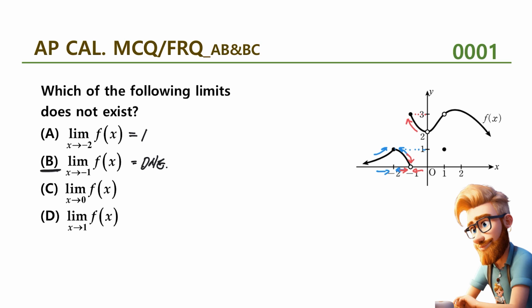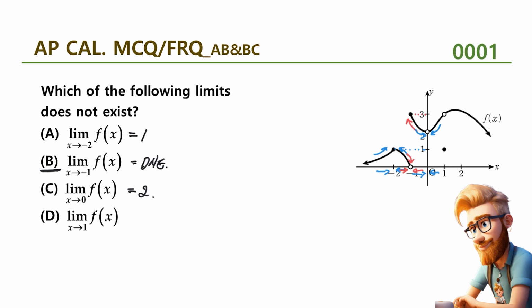Let's look at answer choice C. As x approaches 0, right? So let's look at left hand limit first. As x approaches 0 from left hand side, it approaches 2, right? From right hand side, it also approaches 2, right? So limit value is 2.